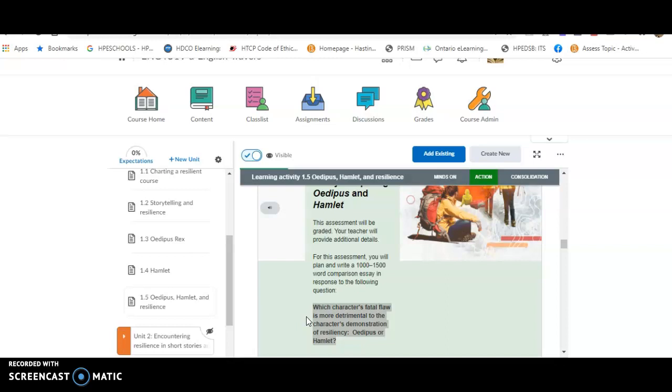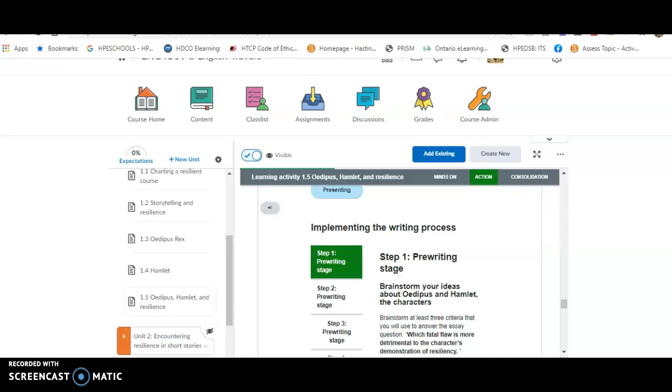within this essay. The question is, which character's fatal flaw is more detrimental to the character's demonstration of resiliency, Oedipus or Hamlet? In order to answer this question, there are a few things that we have to evaluate first. Number one, I highly encourage you to work towards and lean towards the play that you understand and the character that you understand the best, and to focus on that play for your thesis.